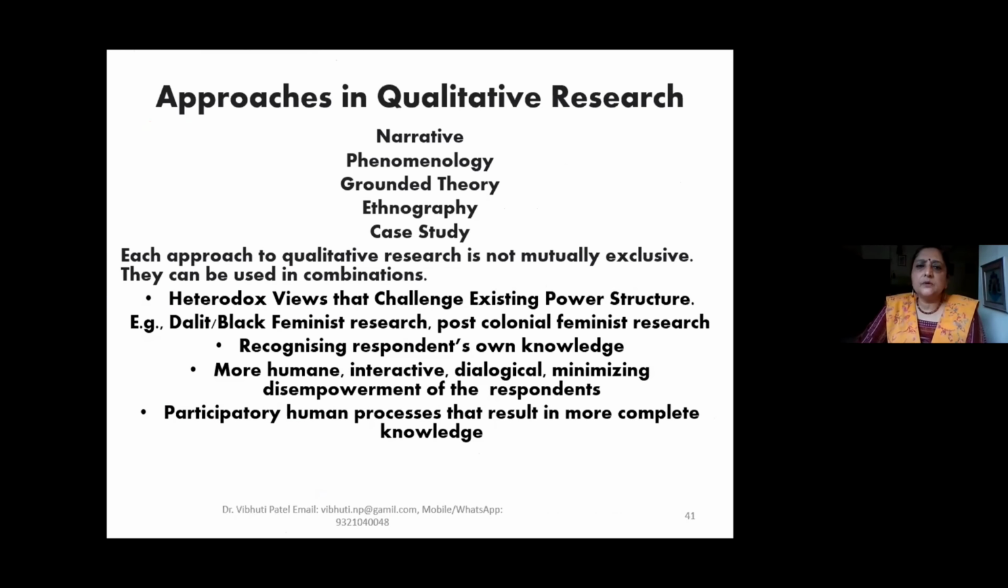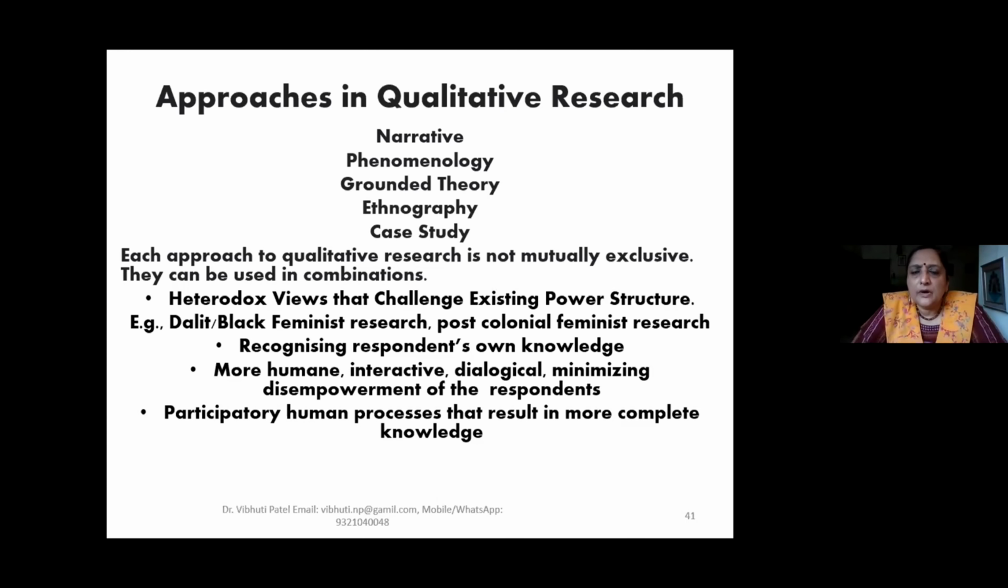So the approaches in qualitative research, as I told you earlier, whether it's ethnography, the study of human beings, phenomenology, grounded research, case studies, each approach is not mutually exclusive. You can use more than one methodology. So it's a heterodox view that changes existing power structures. For example, research done by Dalit studies, Black feminist research, post-colonial feminist research, where you see the recognizing of the respondents' own knowledge.